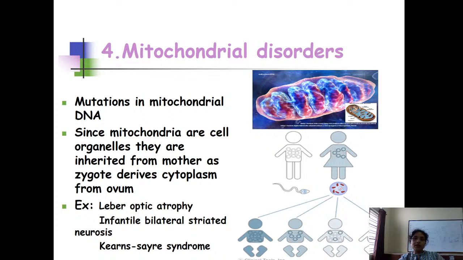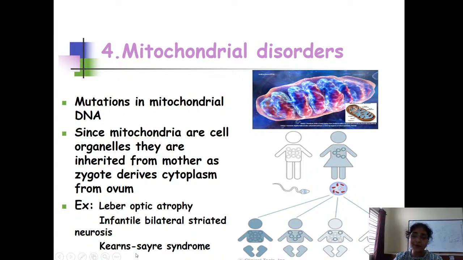Next, coming to the mitochondrial disorders. Mutations in mitochondrial DNA lead to mitochondrial disorders. Since mitochondria are cell organs, they are inherited from the mother, as the zygote derives its cytoplasm from the ovum. Examples are Leber's optic atrophy, infantile bilateral striatal necrosis, and Kearns-Sayre syndrome.